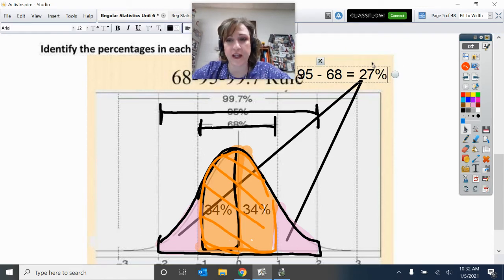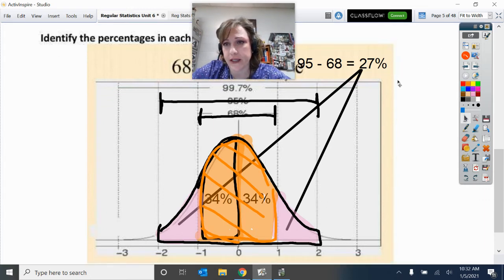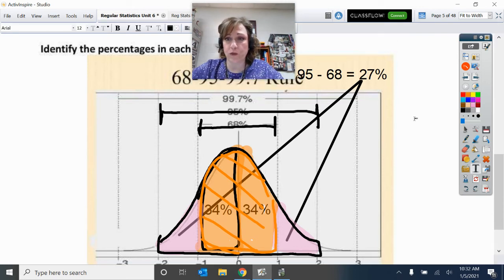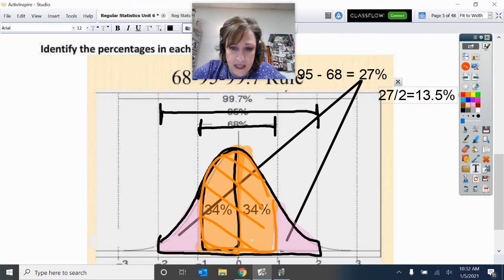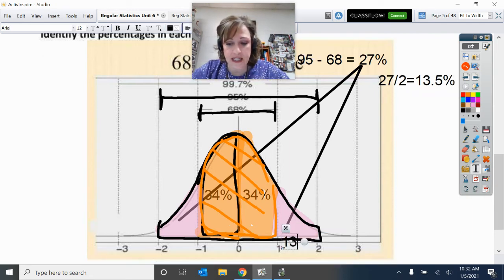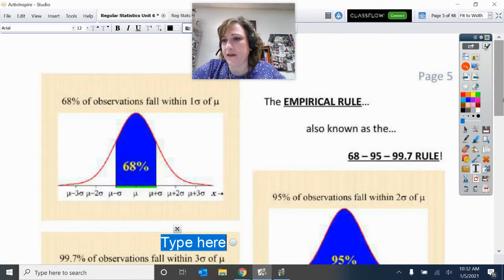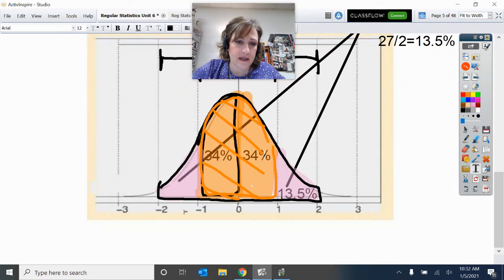So hopefully you can figure out from there, if those two pink sections are 27% total, I'm just going to do 27 divided by 2 to come up with what that is for each of those sections. 27 divided by 2 is 13.5%. So that is why each one of these is 13.5%. And this one here is 13.5%.